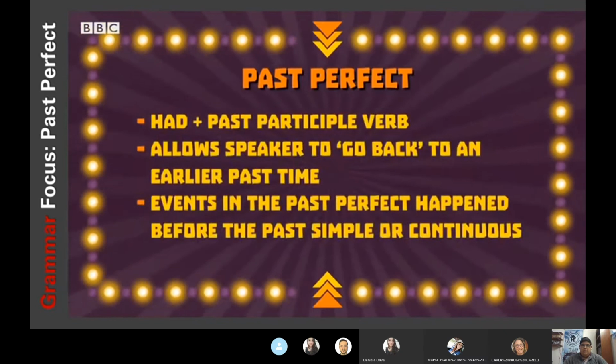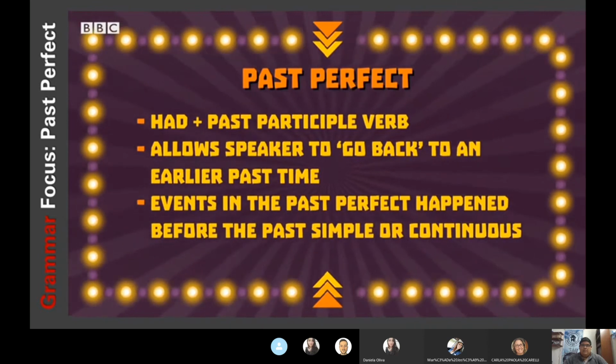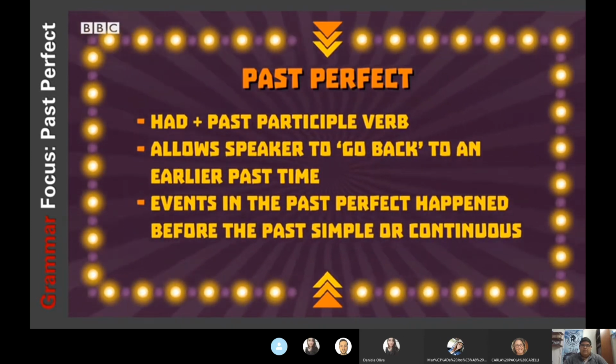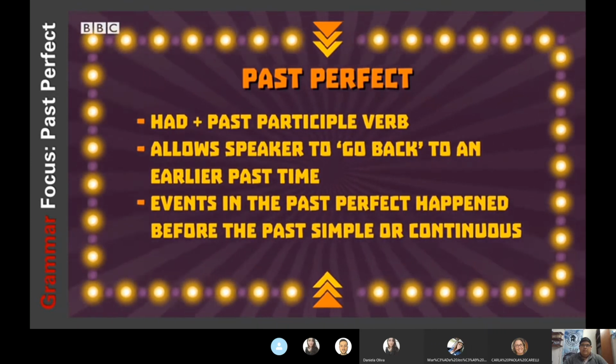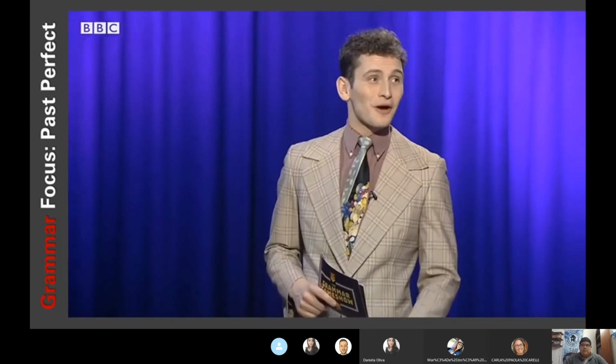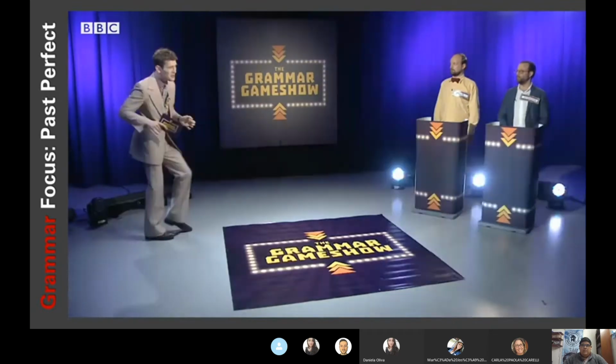The past perfect describes actions that happened before the point in the past that we are currently speaking about. Once the time in the past has been set, it allows us to go back for a moment to a point before that. Events in the past perfect always take place before the past simple or past continuous. Well done, have 23 points between you, to be divided according to the day of the week and the strength of your personality.